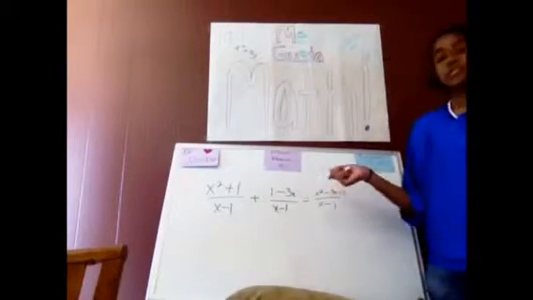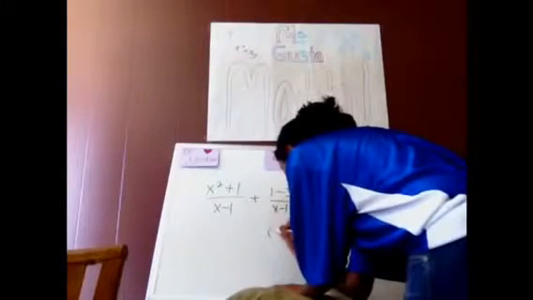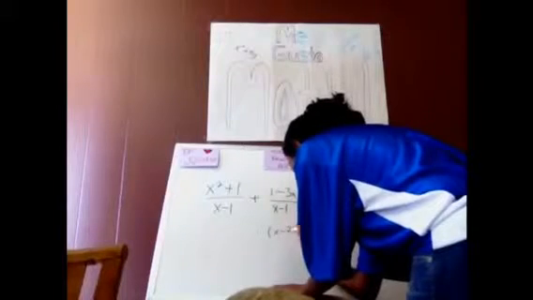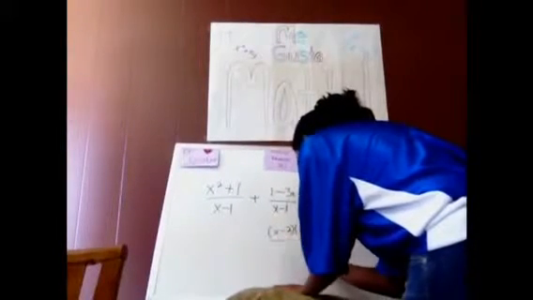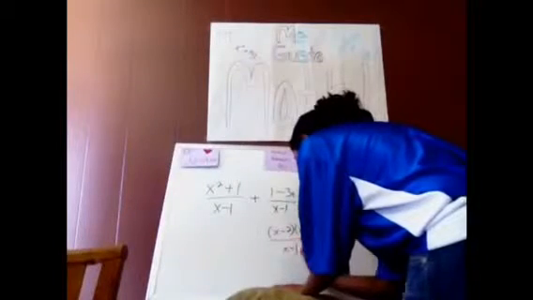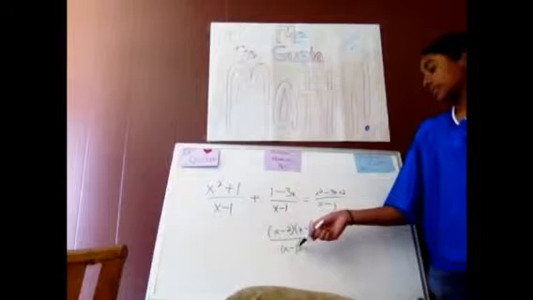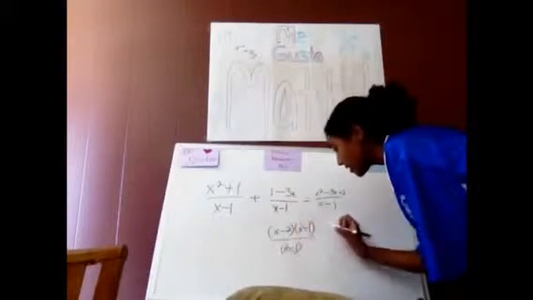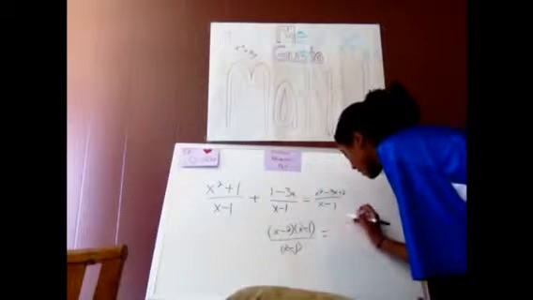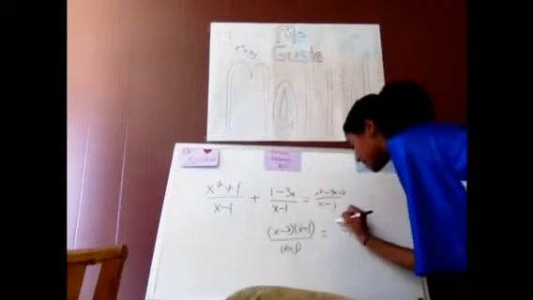Then you're going to factor the top term. So it would be x minus 2 times x minus 1 over x minus 1. As we can see, there's something on the top and the bottom that are the same, x minus 1. And you're left with x minus 2 over 1, which is your answer.